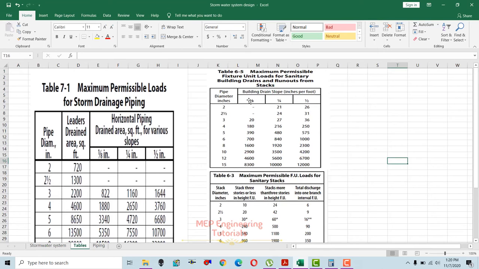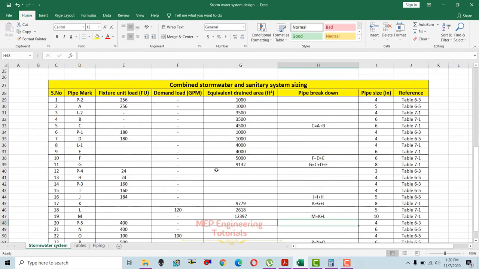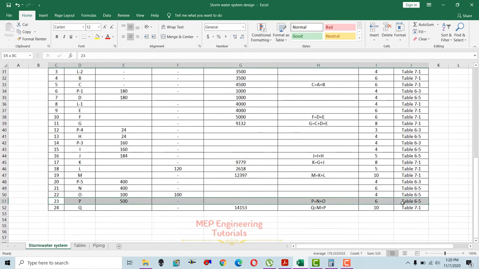So 6-5, 1/8 inch slope per foot, we have to use this one. And we talk about 500 fixture units, so 390 we have, 700 we have. So we'll go for 700 and check the pipe size, because we don't have 500 in here. So we'll use 700. So 700 pipe size is 6 inches. So you can see in here for P section, pipe size is 6 inches.